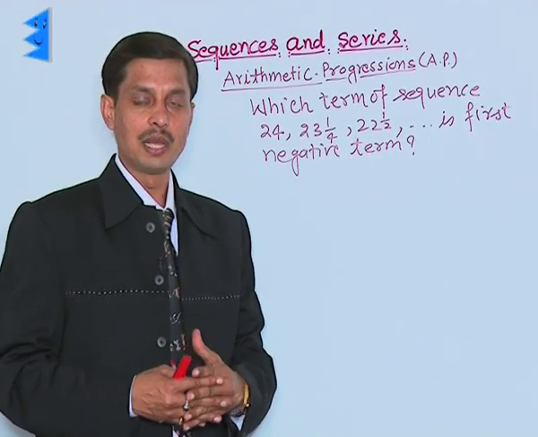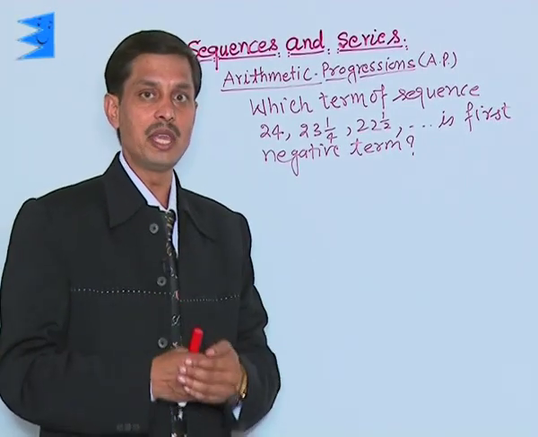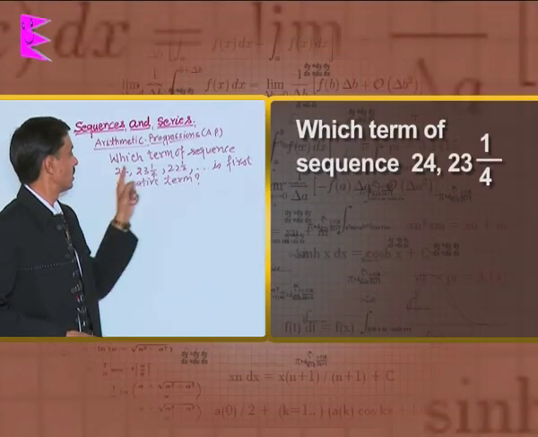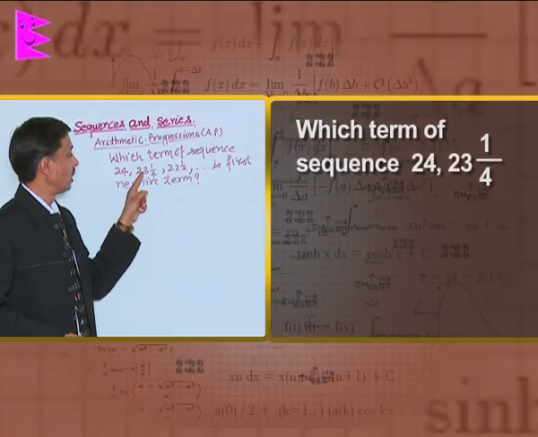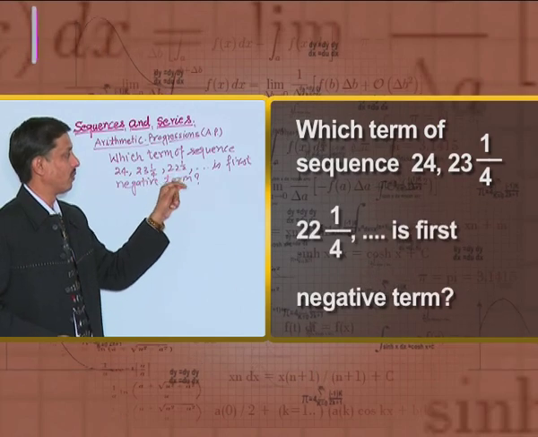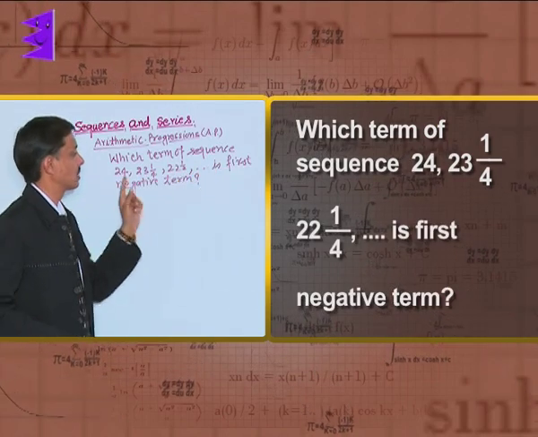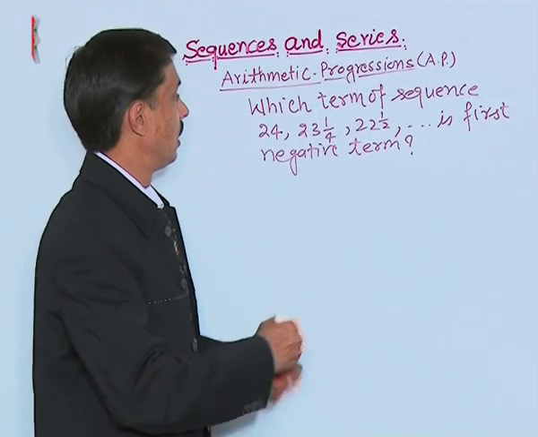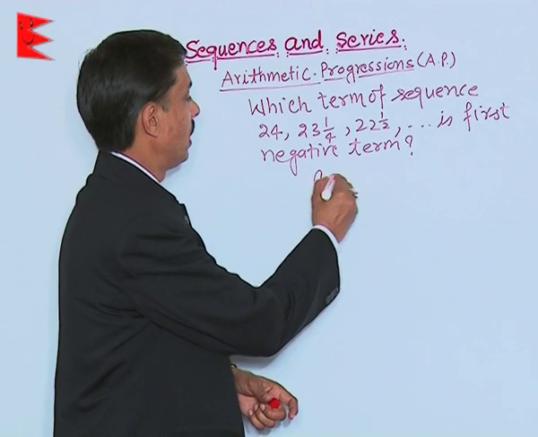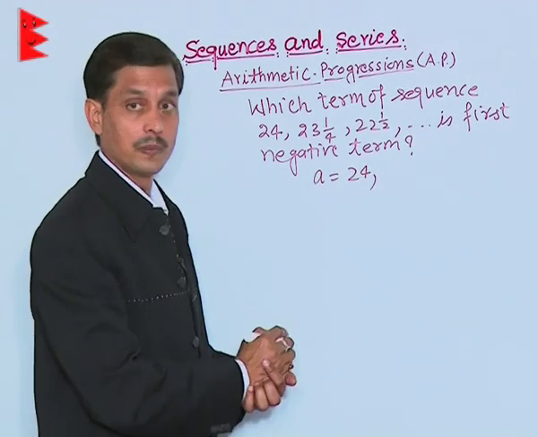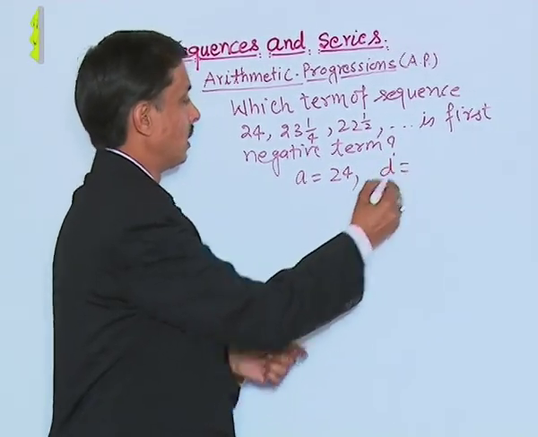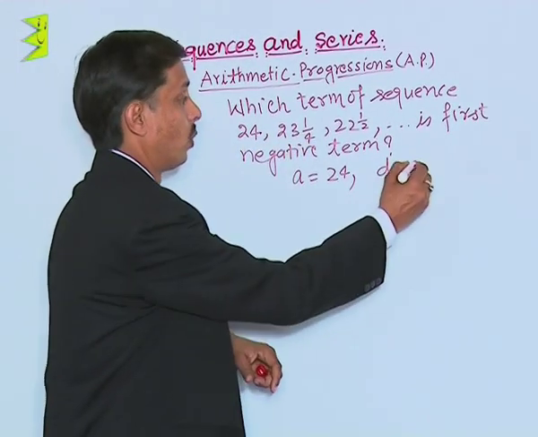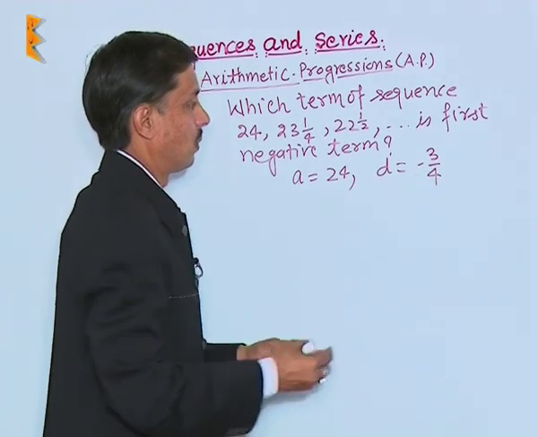Now I am taking an example where again we will make use of the general term. Which term of the sequence 24, 23 1/4, 22 1/2, ... is the first negative term? So it is like this. First term a is what? 24. Common difference d is 23 1/4 minus 24, that becomes minus 3/4.